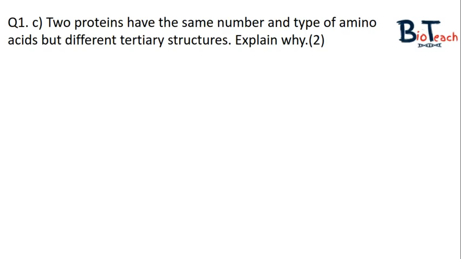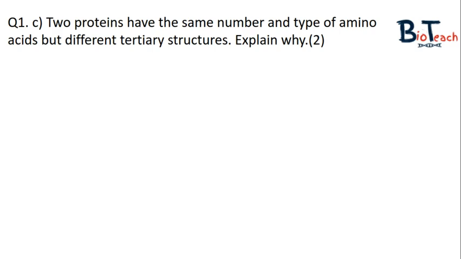Part C of this question was for 2 marks, and they asked you to explain why two proteins might have the same number and types of amino acids but have different tertiary structures. If you think back to that analogy I used with the beaded chain or the necklace, each of those beads could be in a different order as you're putting that chain together.